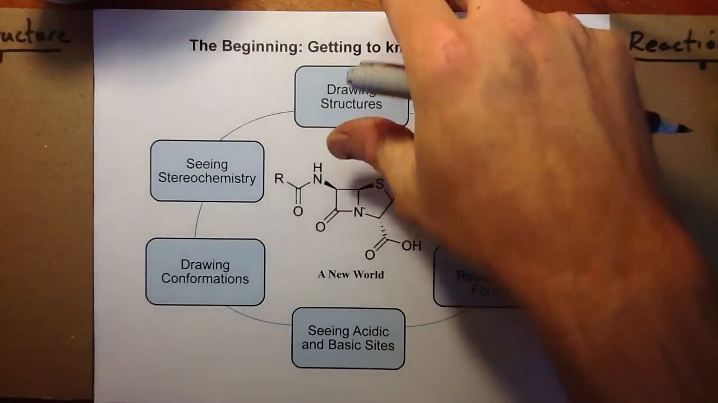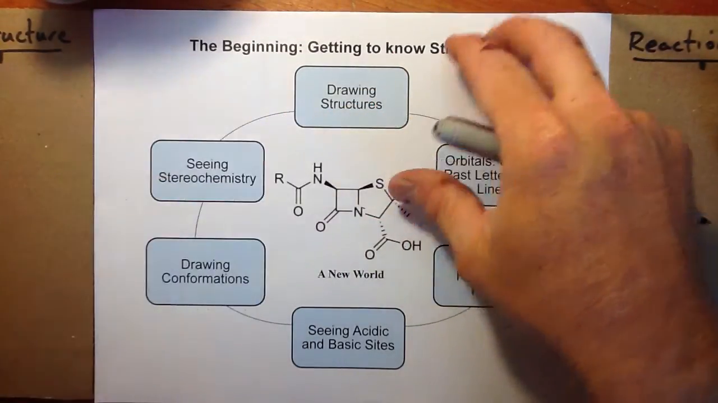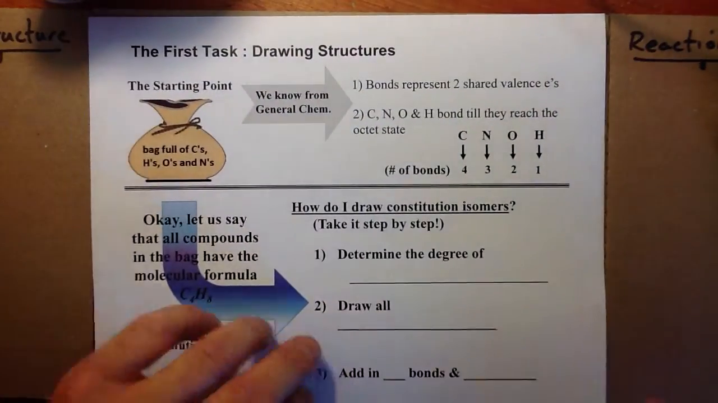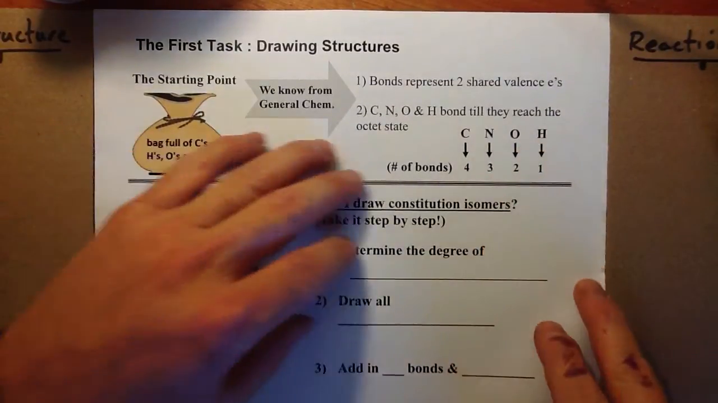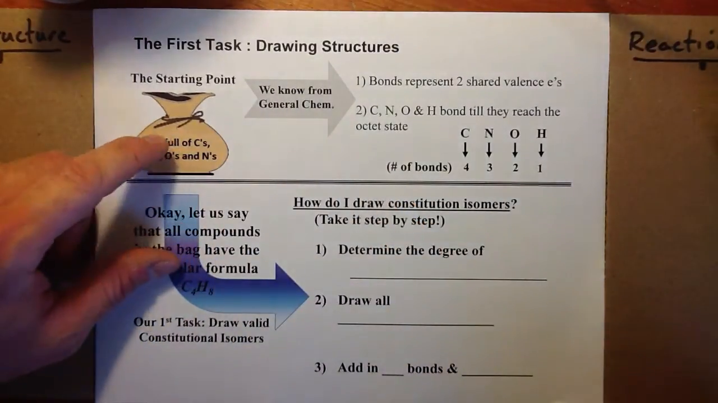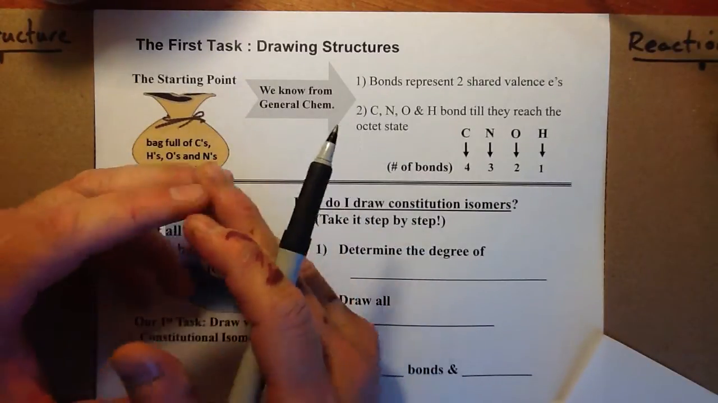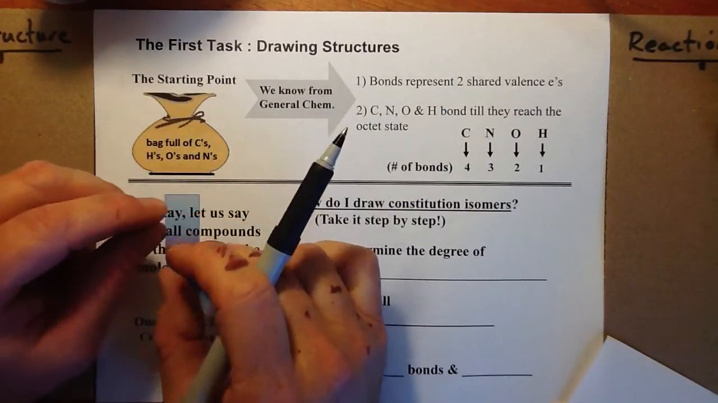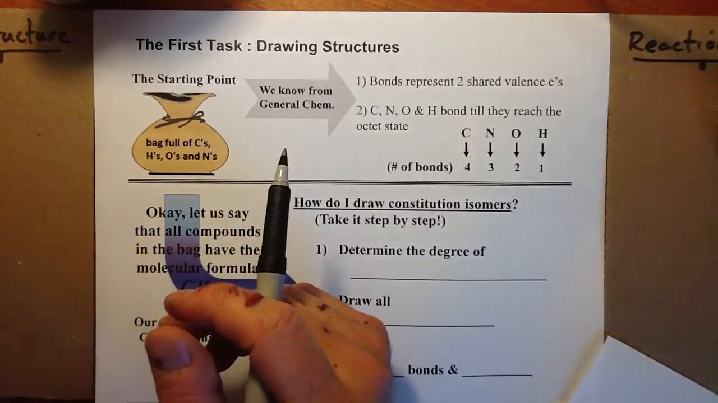So let's get started, though, in trying to just get to the basics of drawing structures, valid structures for any collection of atoms, carbons being the king of organic chemistry, but some number of carbons, hydrogens, oxygens, nitrogens. How do we get started? So let's just imagine we had a bag of carbons, oxygens, nitrogens, and hydrogens. We would have to think about how I start putting together valid organic molecules with those specific atoms, those units.